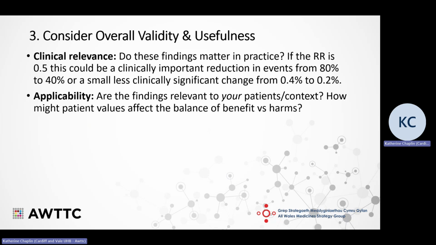Clinical relevance. Do these findings matter in practice? What does a risk ratio of 0.5 mean? It's important to understand the baseline. For example, a risk ratio of 0.5 could represent a very significant clinically important reduction in events from 80% to 40%. It could also mean a much smaller and less clinically significant change from 0.4% to 0.2%.